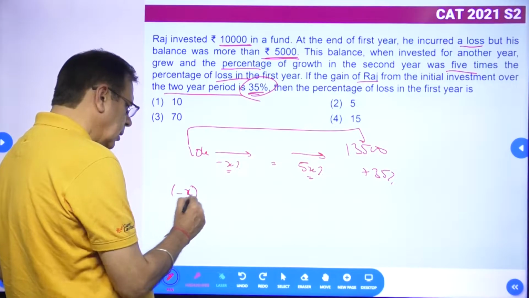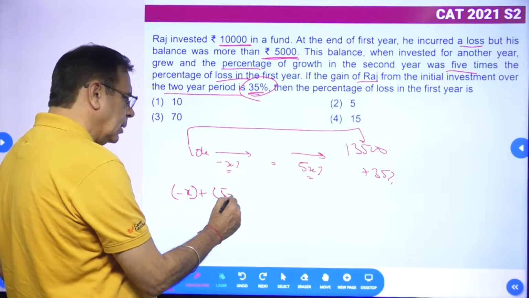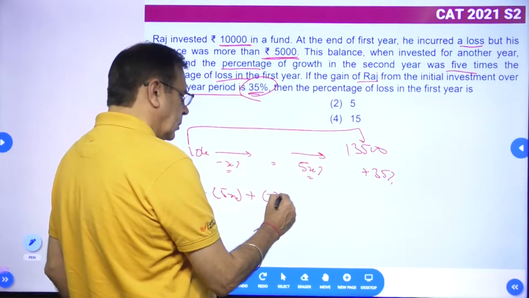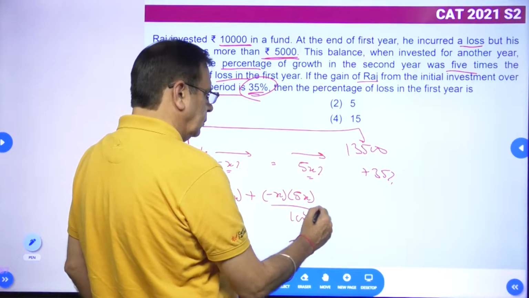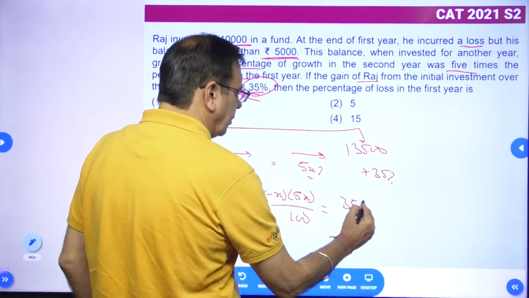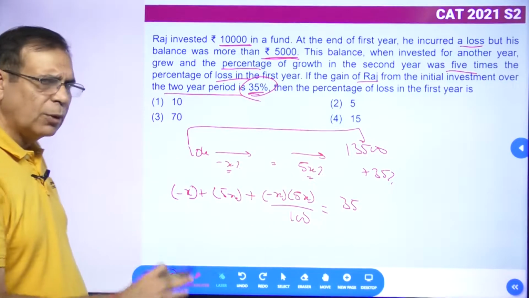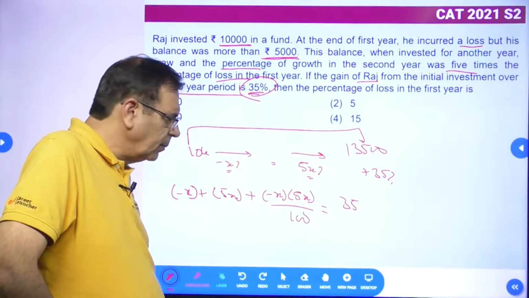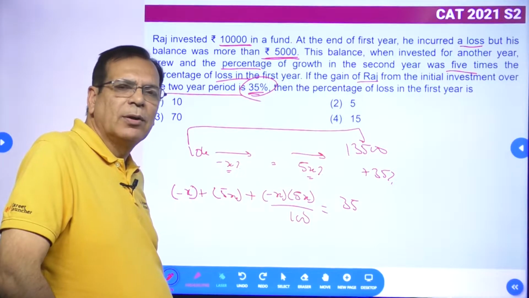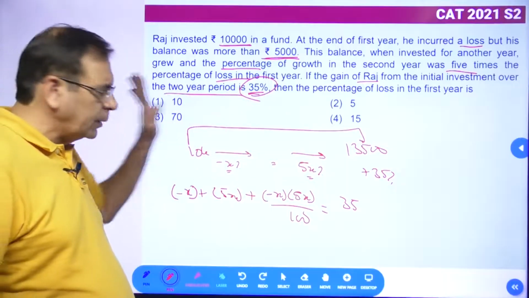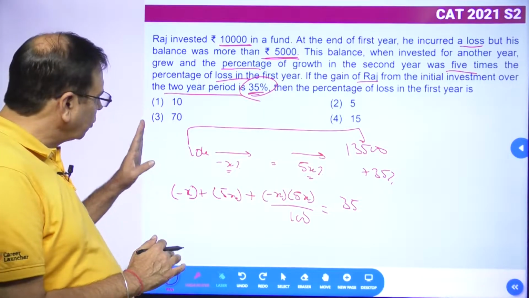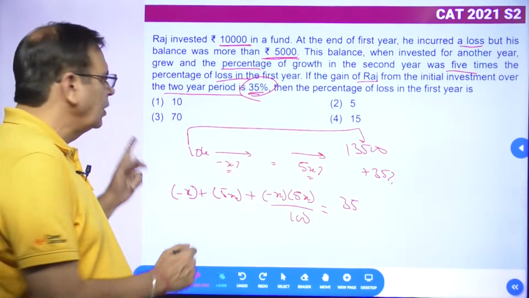A plus B plus AB by 100 should be equal to 35. Simple equation, you can solve it to get the answer. But this is not the recommended method because there are choices in front of you. Let's do it with the help of choices. I am leaving this particular thing for you to solve, and when you solve, you will understand why choice 3 is given.